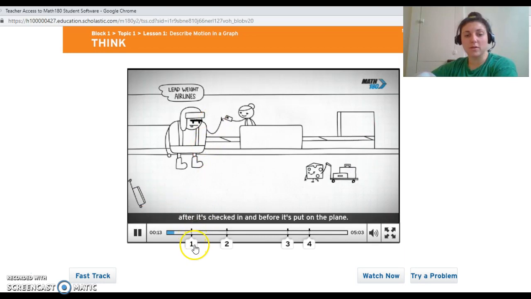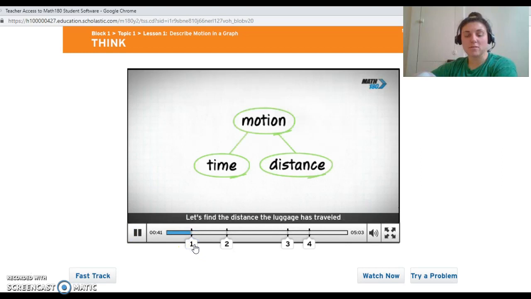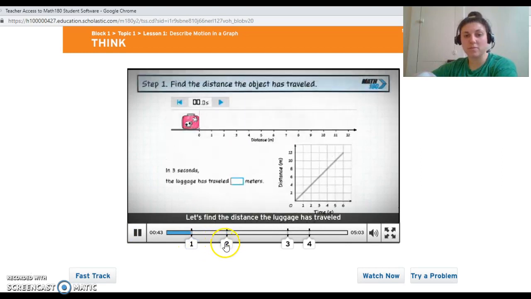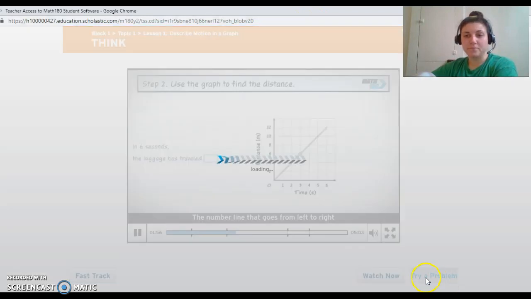They can also, if you notice, there's 1, 2, 3, 4, where it's certain spots that have important information for them and the steps that they're going to be following. So the first step is when you're finding the distance the object has traveled. If you go to the second one, you'll see the next step is you're using the graph to find the distance. And this just makes it really nice for them because if there's a specific step that they're struggling on, they can just go back to that specific step. So once they watch the video, they can try a problem.